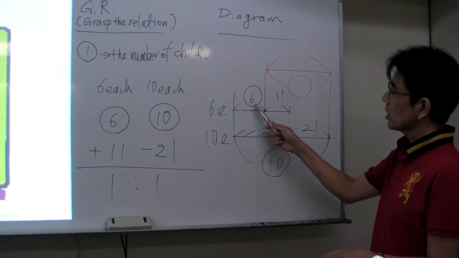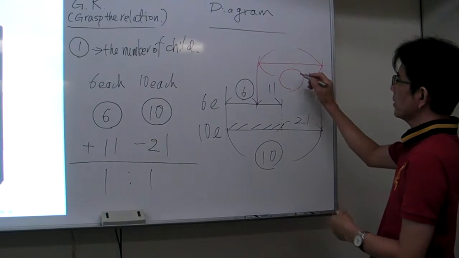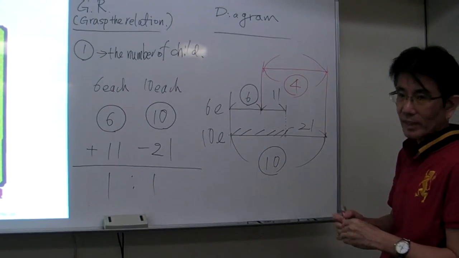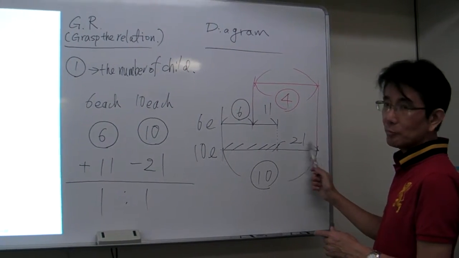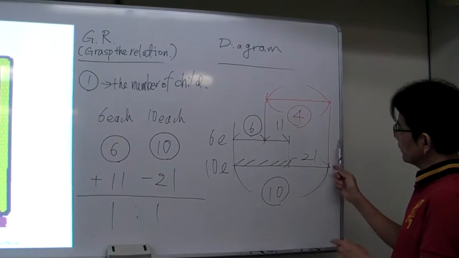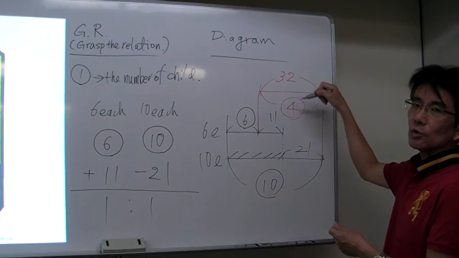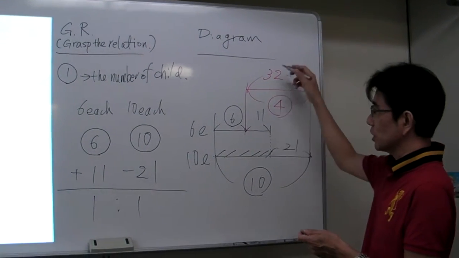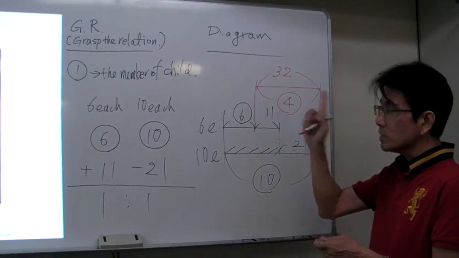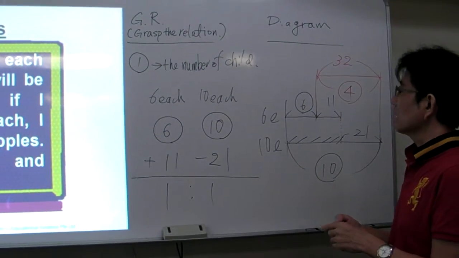Okay? 6 circles, 10 circles. That's why the difference here up to here is only 4 circles. From here to here, 11 apples. From here to here, 21 apples. So from here to the right end must be 32 apples, which is equal to 1, 2, 3, 4 circles. So how many is equal to 1 circle? Yes, just divide by 4, 8. 1 circle represents the number of children. That's why 1 circle is 8.